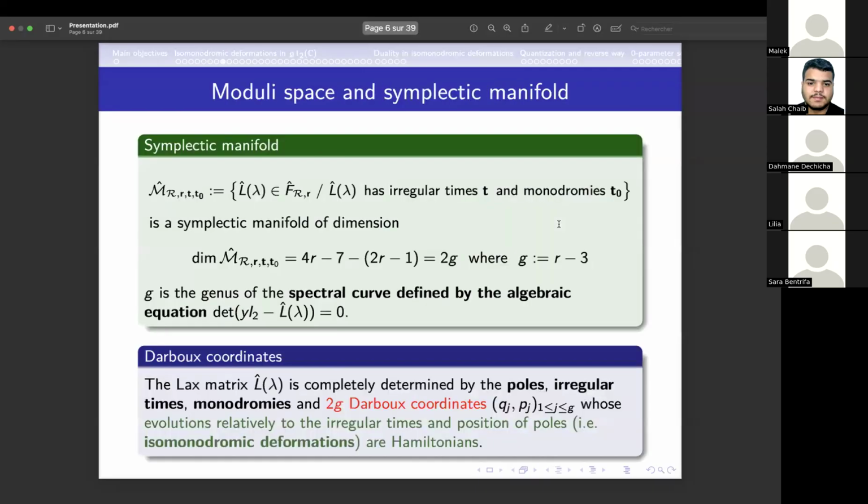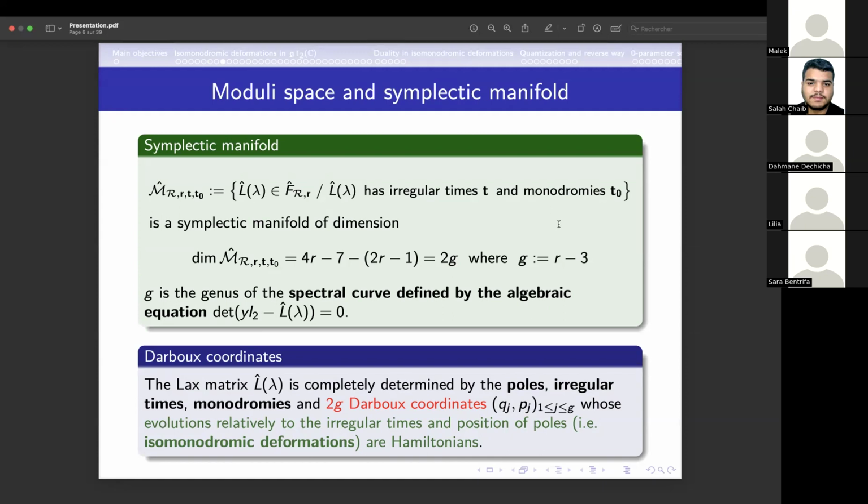So the general picture is the following. If I fix these coefficients and these monodromies, I will get literally the moduli space of connections. That is, two Lax matrices are isomorphic when they are related by a gauge matrix. So in this setting, I'm really fixing the T and fixing the T_0, so my connection is really fixed. Not completely though, because I will have additional coefficients that I need to define, which are the Darboux coordinates.